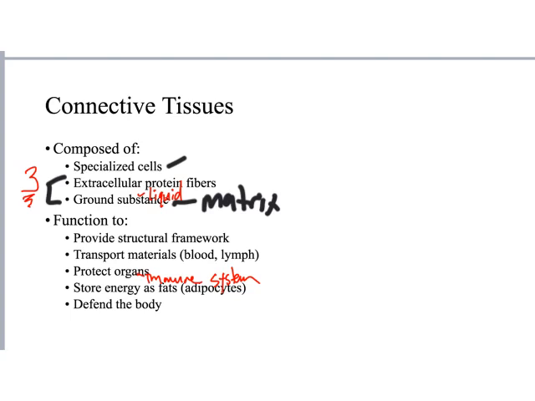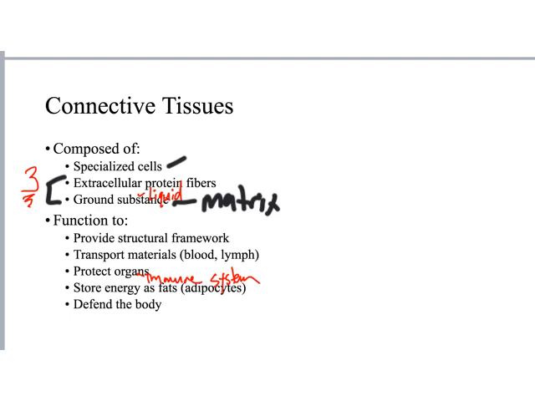So depending on the connective tissue that we're talking about, it may have quite a variety of functions. Some of them will function to just provide structural framework. If we think of bone, for example, that's just giving your body a framework. Some of them will be used to transport materials such as blood and lymph. Some of them are going to protect organs such as capsules that surround the liver and the spleen and the kidneys. Some of them will store energy in the form of lipids, so fat cells, what we call adipocytes.